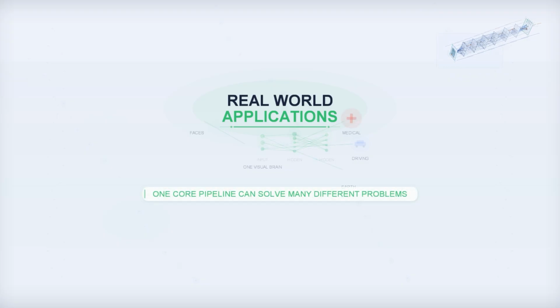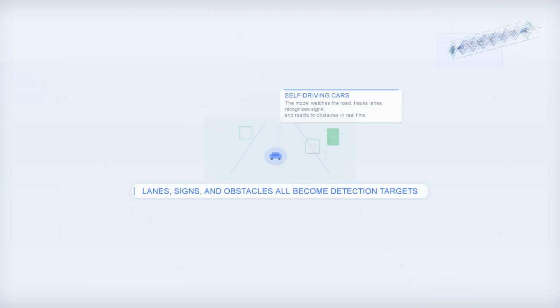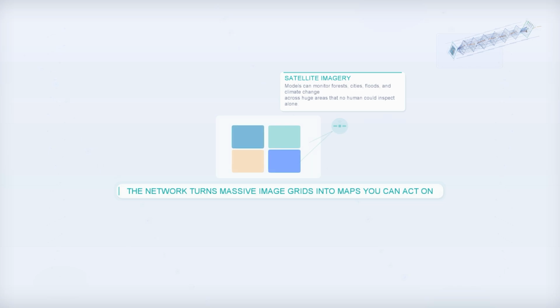Neural networks now see better than humans in many tasks. Medical imaging, detecting cancer earlier than doctors. Self-driving cars, understanding the road in real time. Face recognition, unlocking your phone in milliseconds. Satellite imagery, monitoring forests and climate change.